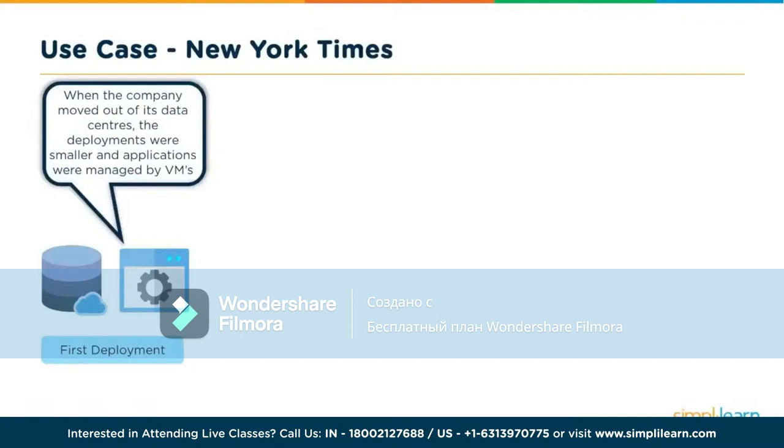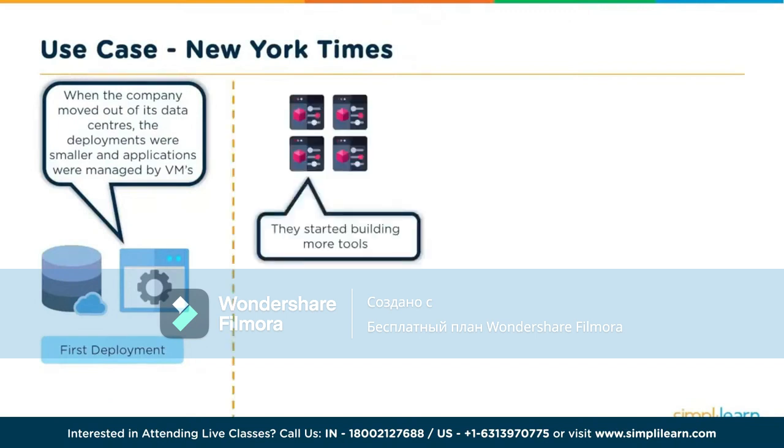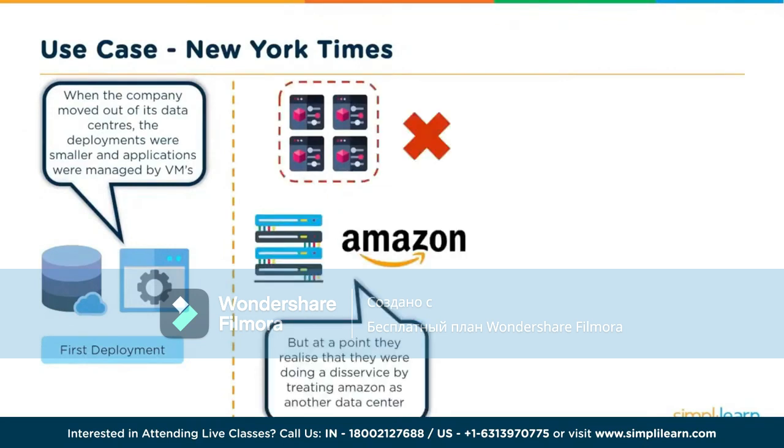So when the New York Times started working out of their data centers, their actual deployments were small and the applications were managed across VMs. But as the New York Times became more of a digital company, they started building more digital solutions. And at some point, they realized that what they needed to do was to embrace the cloud and move all their solutions to the cloud.